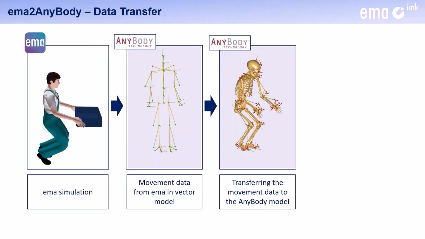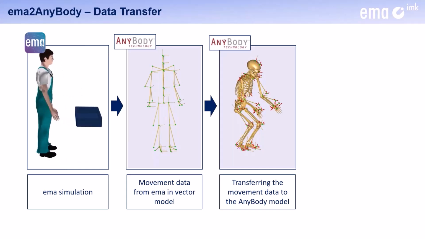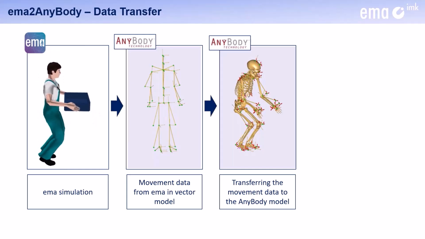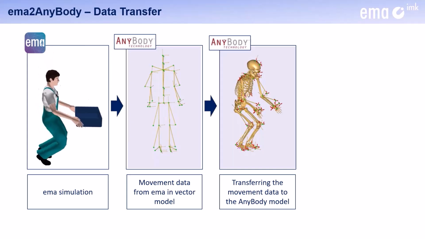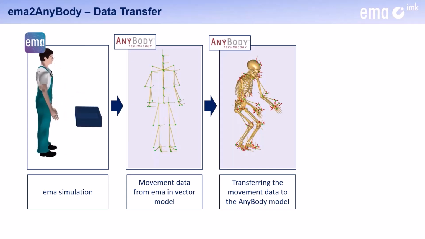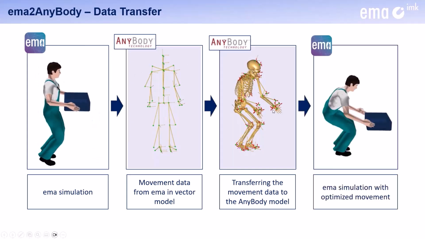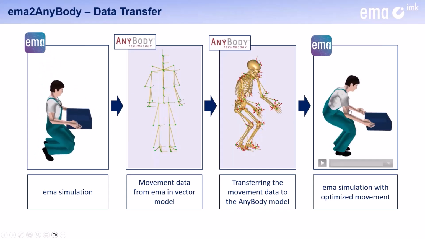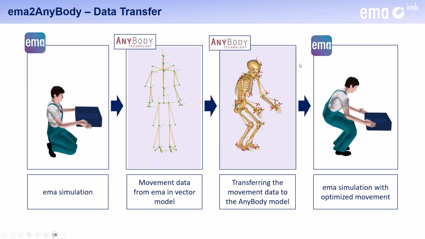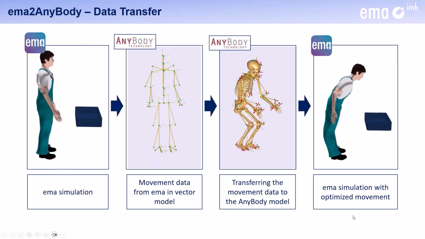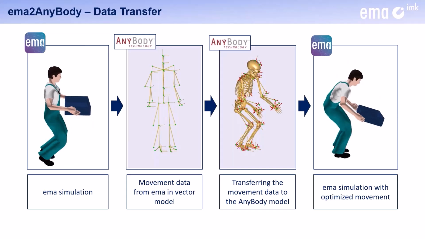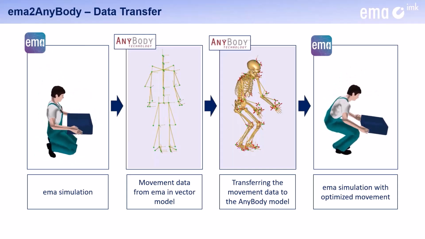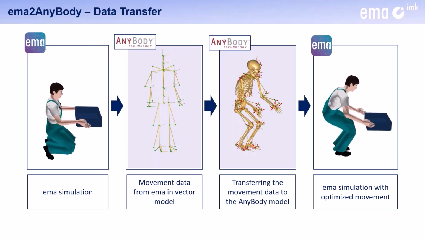And then we can do the AnyBody simulations, transferring the movement data from our digital human model into the digital human model of AnyBody, the musculoskeletal system. And afterwards, after the simulation, we create a new simulation in EMA Work Designer with the optimized movement, based on every constraint we can consider in AnyBody with the biomechanical simulation.